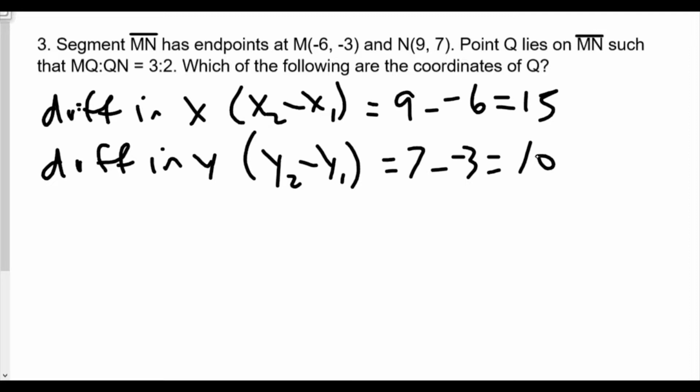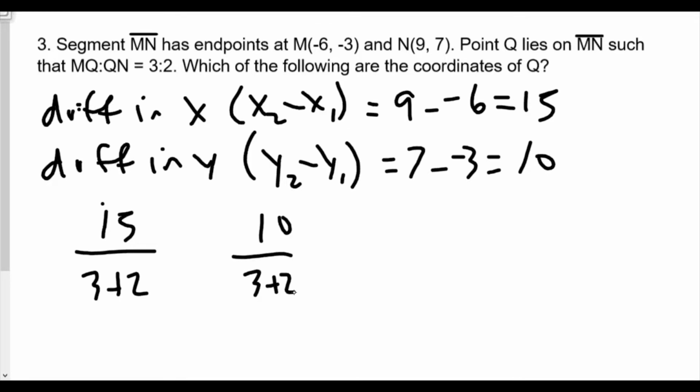Now, we're told that the point we're looking for, point Q, is going to be on that line segment dividing it into a ratio of 3 to 2, which really is 3 parts to 2 parts. So we're going to take our difference in x of 15 and divide by 3 plus 2, and take our difference in y, which is 10, and divide that by 3 plus 2. That means we get 15 over 5 is 3, and 10 over 5 is 2. Now, these are not how much we travel, because we see a ratio of 3 to 2, and the focus will be on the first number, 3.